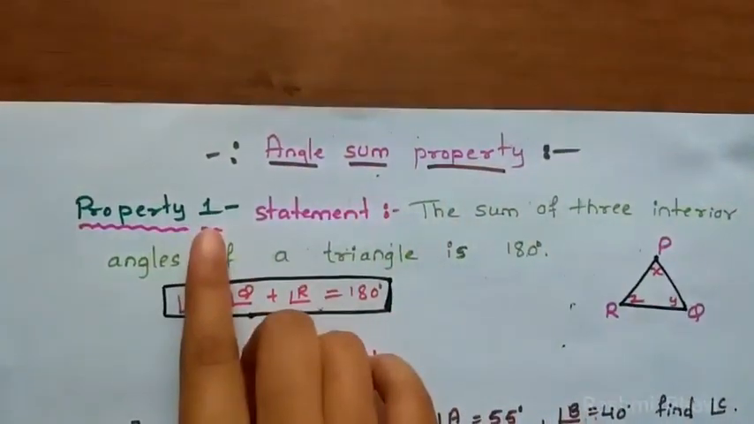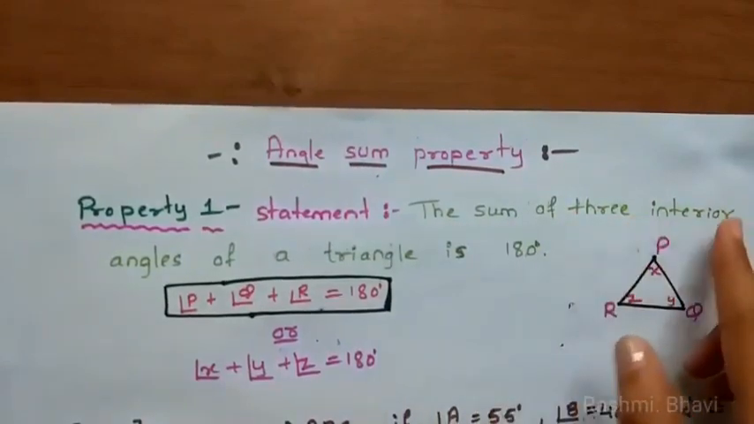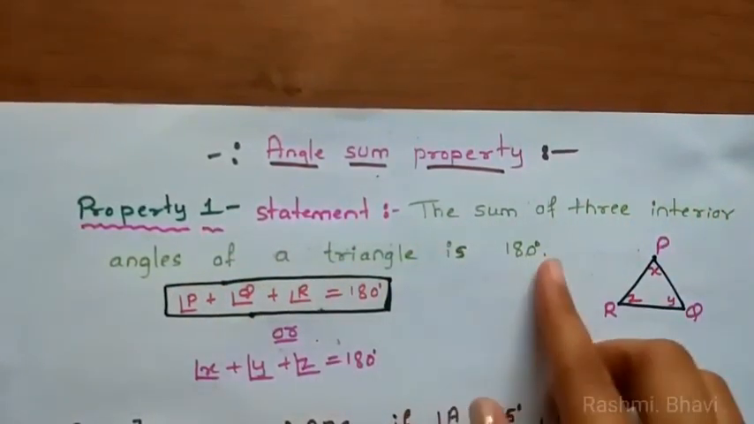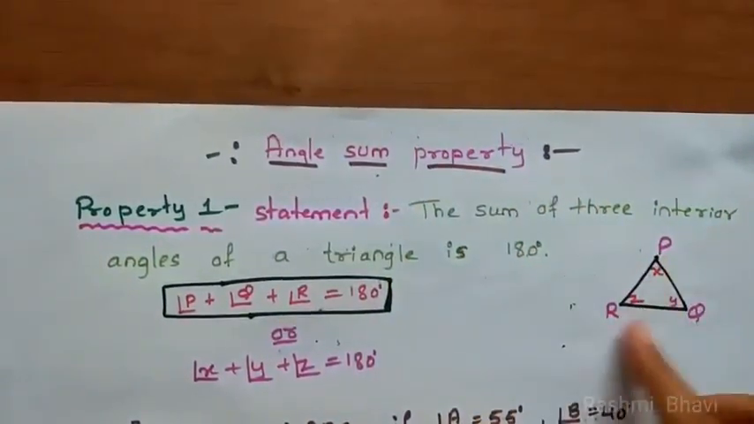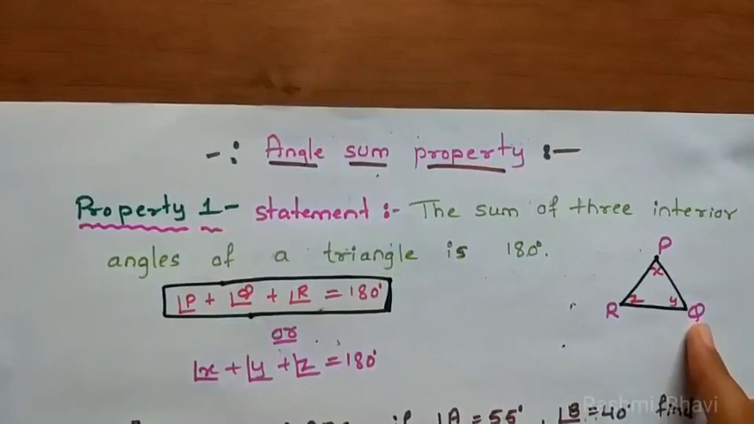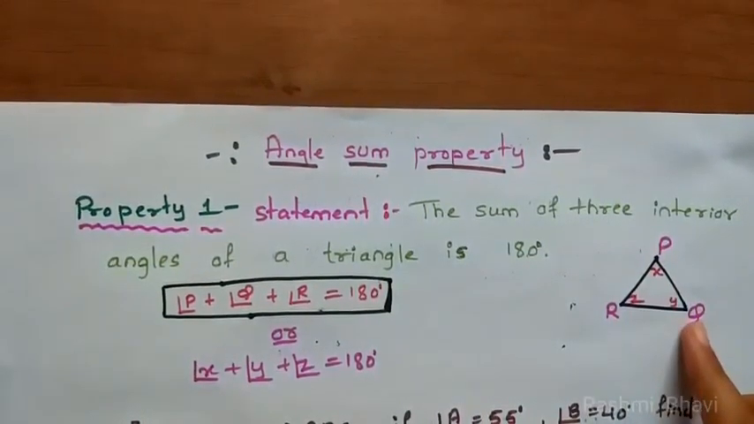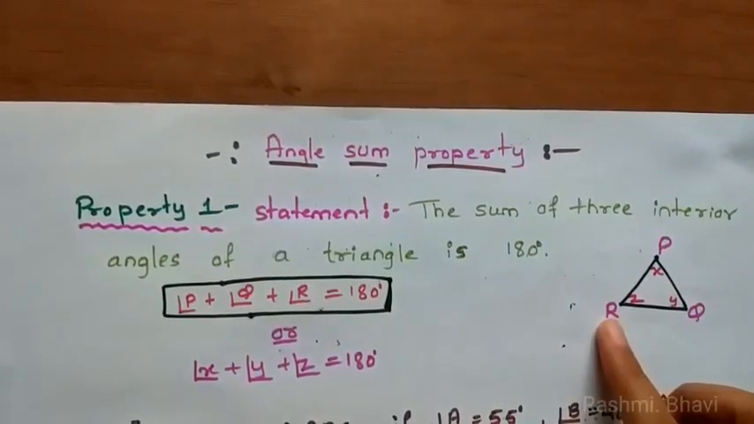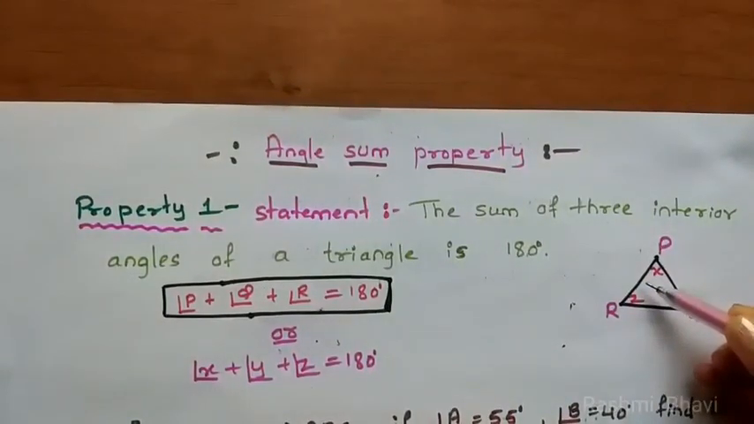The first property is the statement. The statement is that the sum of three interior angles of a triangle is 180 degrees. Here this is a triangle, where the triangle name is denoted as PQR. Here the points P, Q and R are said to be vertices or points, and in the triangle we have three sides.